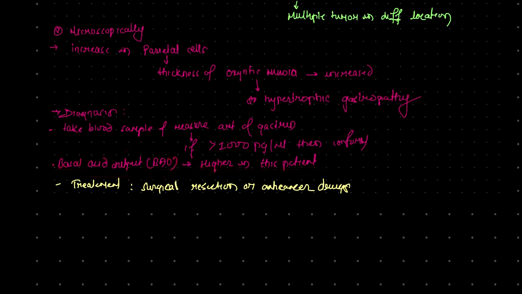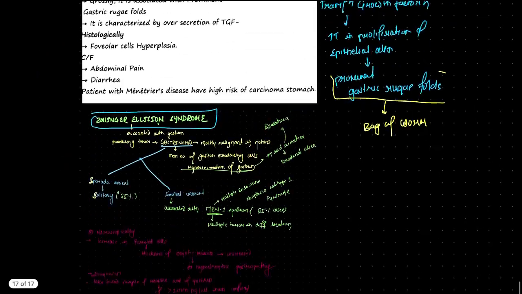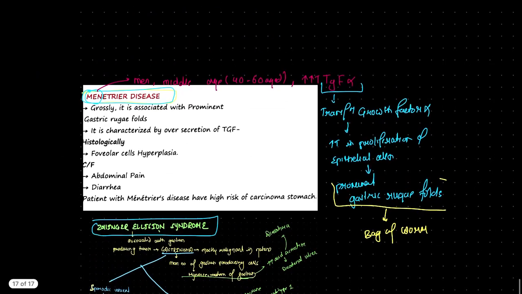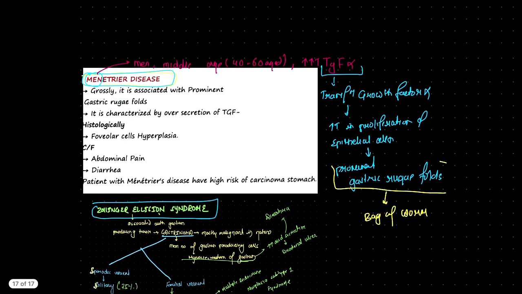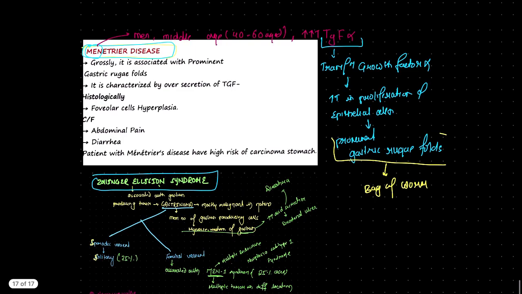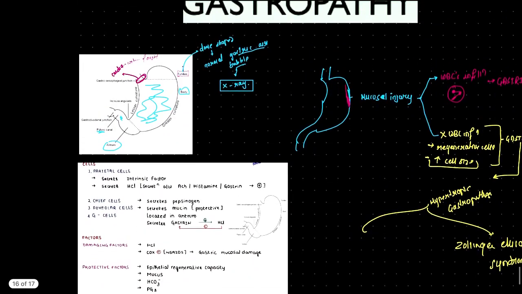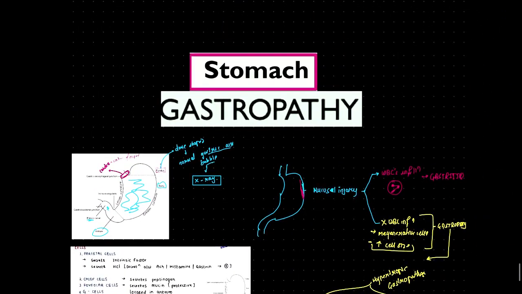In order to treat this patient, we can do surgical resection, or we can provide anti-cancerous drugs. Okay, this was about Menetrier disease and Zollinger-Ellison syndrome. Now let us move toward the content in our book.